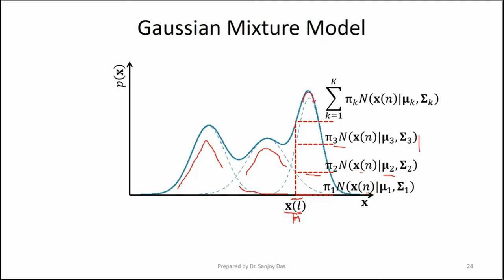And the sum of these three gives you the height of this curve here, and that's the summation k equals 1 through uppercase K, which is 3 now, of pi k N of xn given mu k sigma k. With this we complete our Gaussian mixture model.